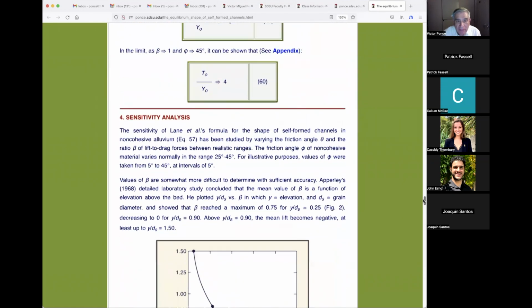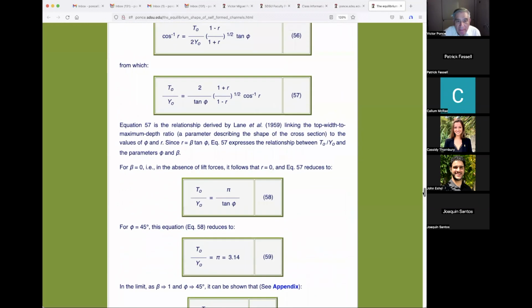that has been derived, which is this formula, by the way. Where is it? It's over here. Formula 57. It's the relationship derived by Lane. The width to depth ratio is a function of the phi angle, which appears here as tangent of phi, which is correct. And the R is defined as beta tan of phi. So it incorporates the ratio of the lift to drag and the tangent of phi, which is obviously the most important parameter. So the R is over here, and as you can see, a very simple equation.